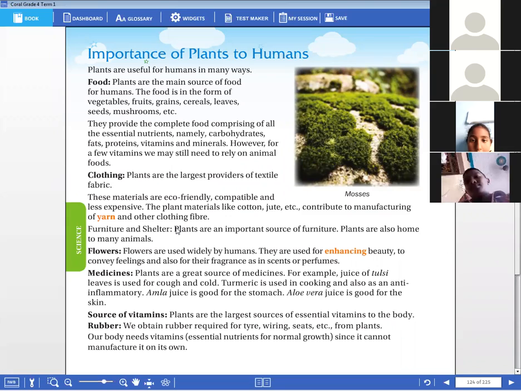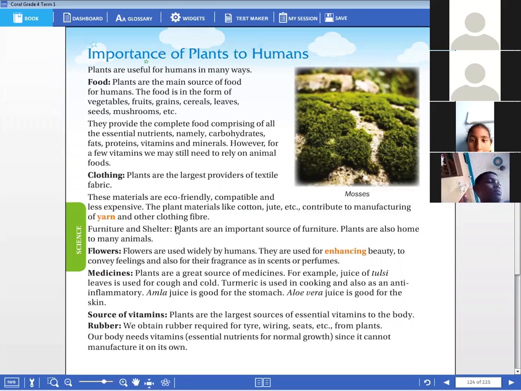And coming to medicines, plants are a great source of medicines. For example, juice of tulsi leaves is used for cough and cold. Turmeric is used in cooking and also as an anti-inflammatory. Amla juice is good for the stomach. Aloe vera juice is good for the skin. They have given only some examples, children, but each and every plant has a medical use. Each and every plant is used as a medication, children. They have just given a few examples because you are little children, but every plant on earth has its own medical use.